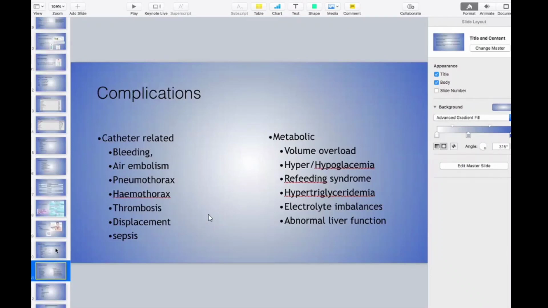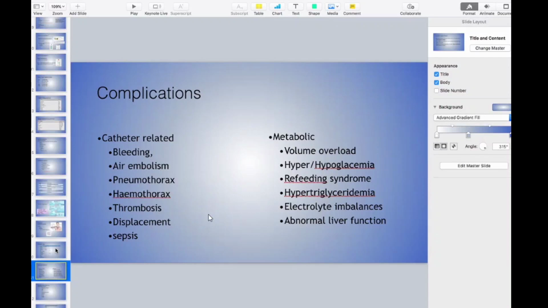Complications of parenteral nutrition. How do you monitor this patient? The complications of parenteral nutrition could be catheter related problems or metabolic problems. Catheter related problems: when you insert the catheter, you can end up with bleeding, damage to the vessels, pneumothorax, hemothorax. Those are early complications. Later you can end up with local sepsis, line related sepsis, venous thrombosis. Those are catheter related problems.